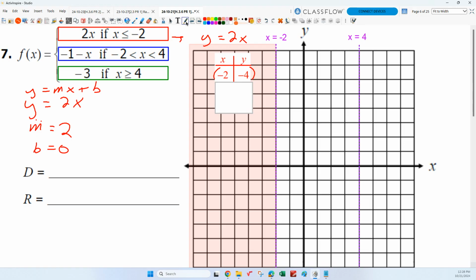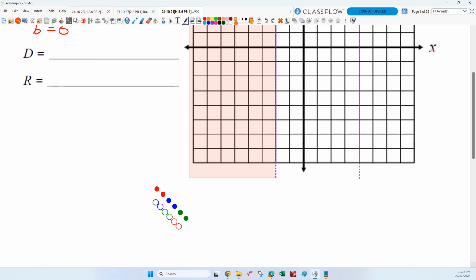Okay, because the red domain includes negative 2, right? So if an ant were walking on this function and standing on x equals -2, he would be in the red part of the graph, wouldn't he, right? Okay, so we're going to grab a red solid endpoint, and that goes at -2, -4.